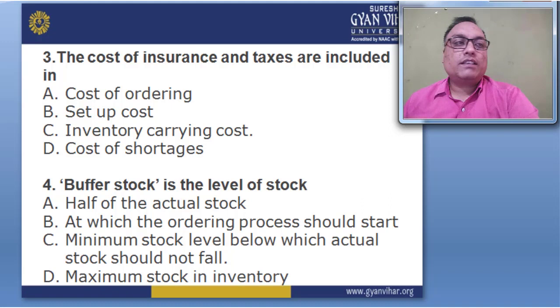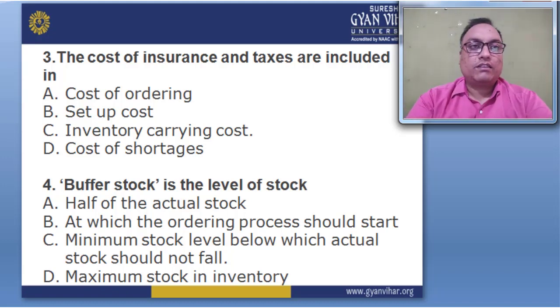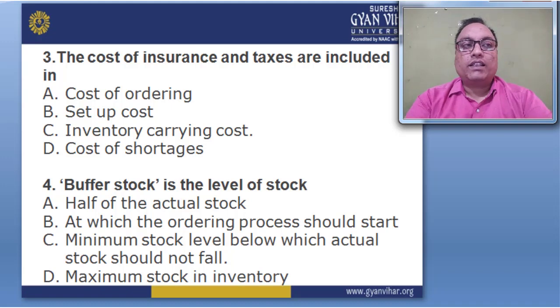In this next question, the cost of insurance and taxes are included in the cost of ordering, setup cost, inventory carrying cost, or cost of shortage. So for question number 3, C is the right answer. So this is the inventory carrying cost.